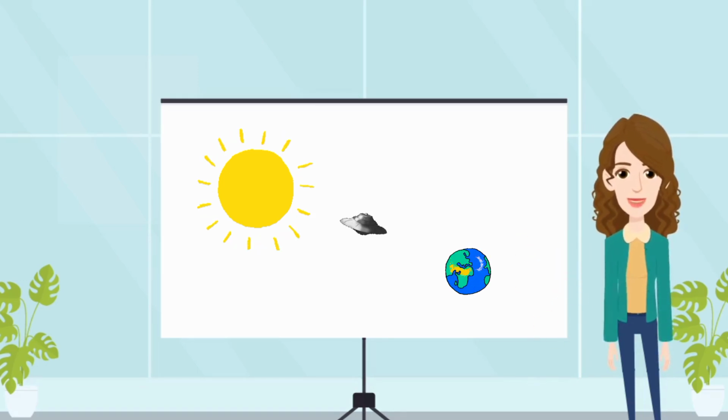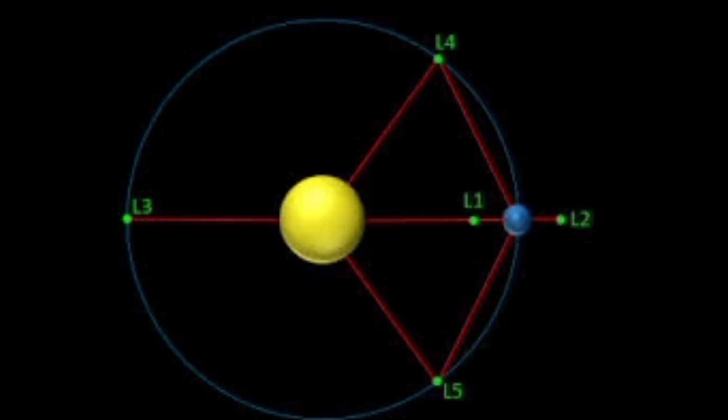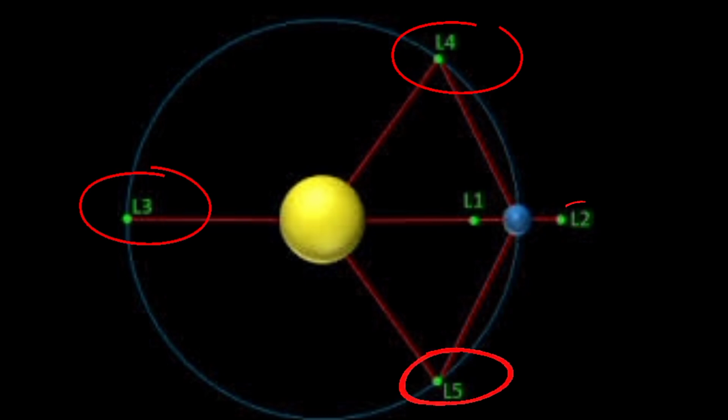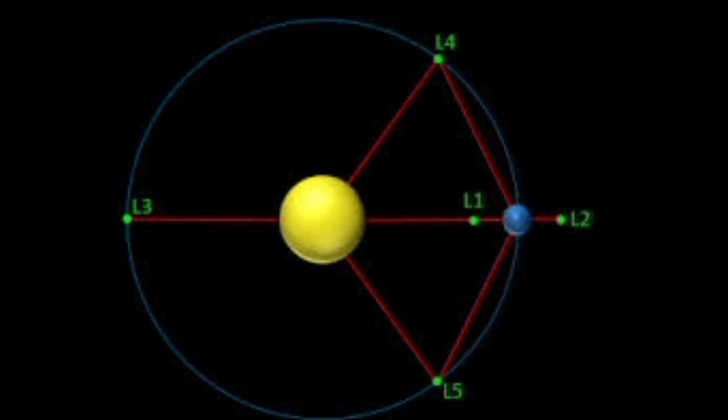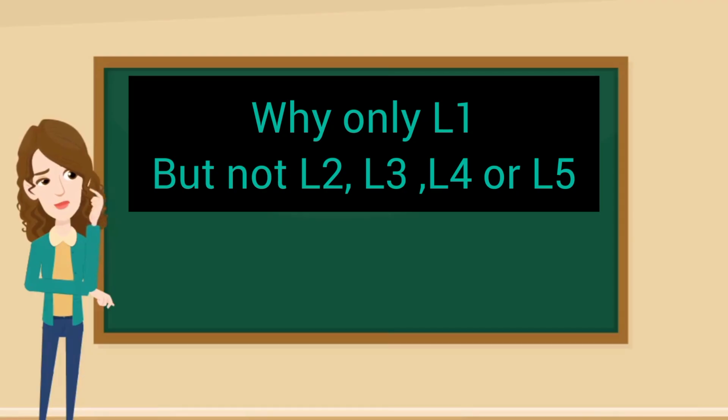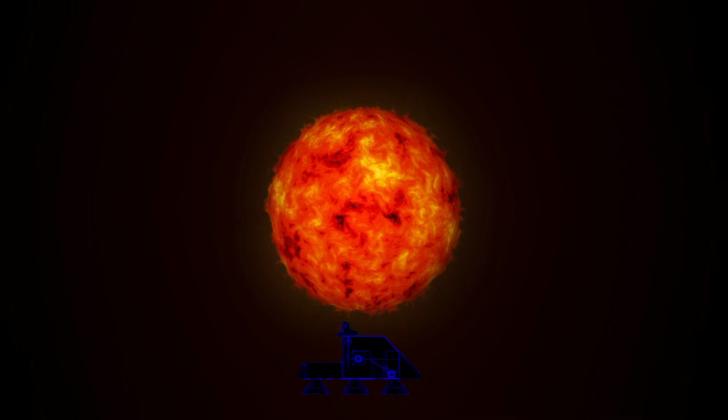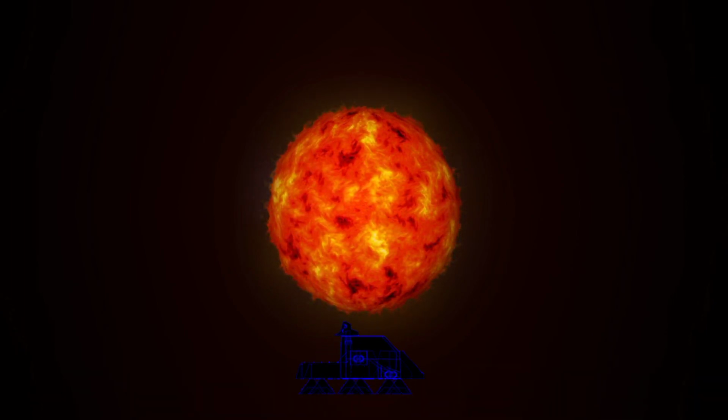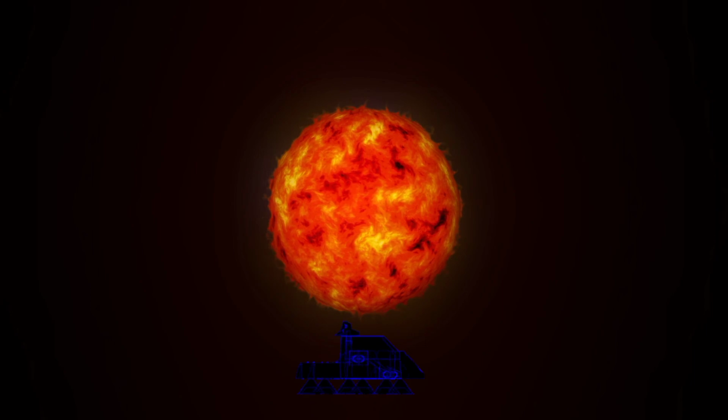There are 5 Lagrange points in a two-body system, denoted as L1, L2, L3, L4 and L5. Objects at these points experience gravitational balance between two large bodies, making them relatively stable locations for spacecraft. You must be thinking why only the L1 point is chosen and not L2, L3, L4 or L5, because L1 offers a continuous and uninterrupted view of the sun, enabling the spacecraft to study solar activities.